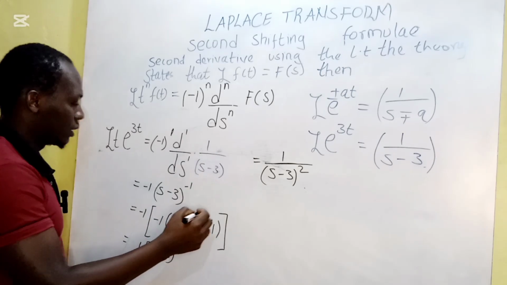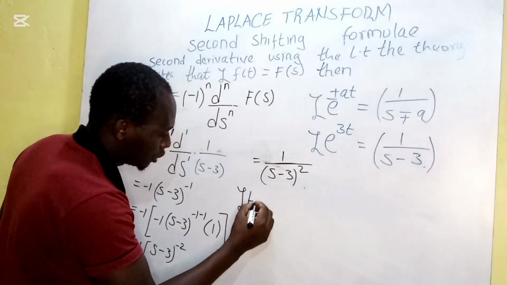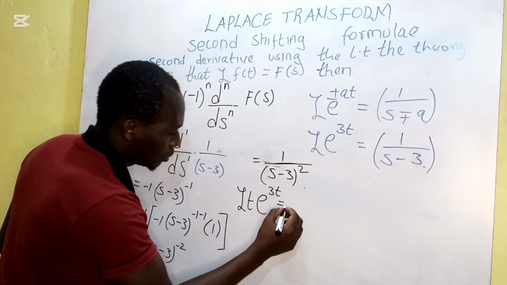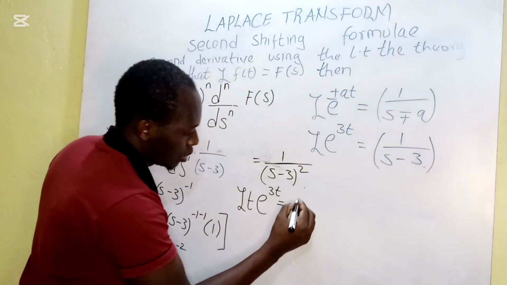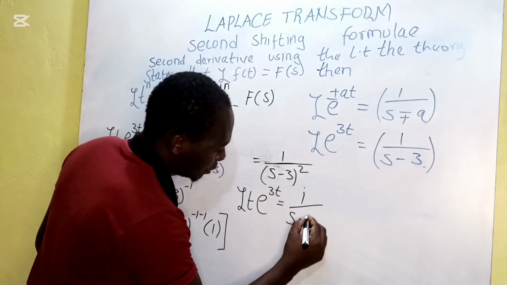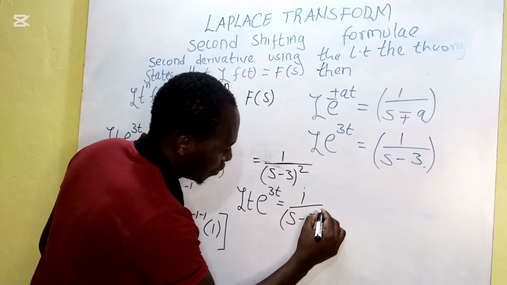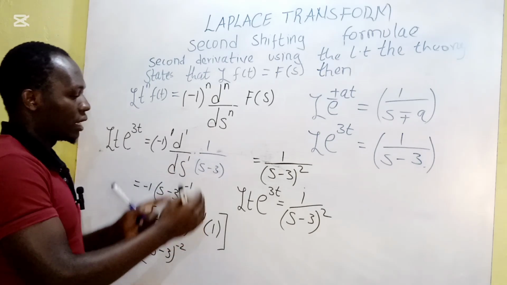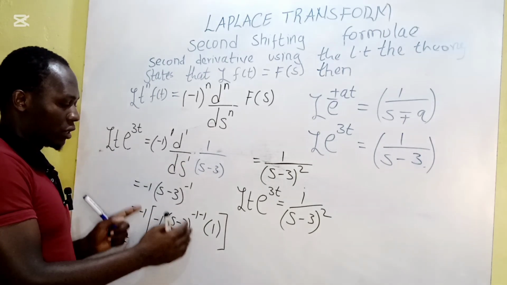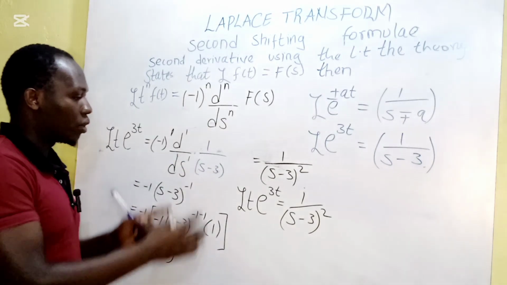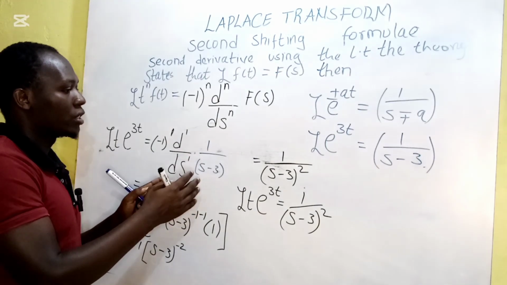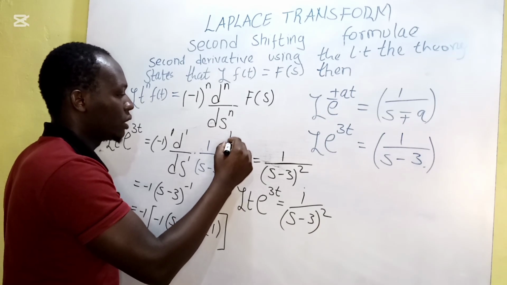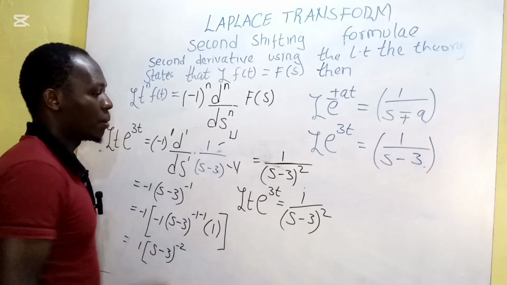And now finally, the Laplace transform of our function t e^(3t) is equal to 1 all over (s - 3), everything squared. At this point, you can either use the chain rule if you know how to go about it, or you can use the quotient rule, whereby we take this term as our u and this term as our v.